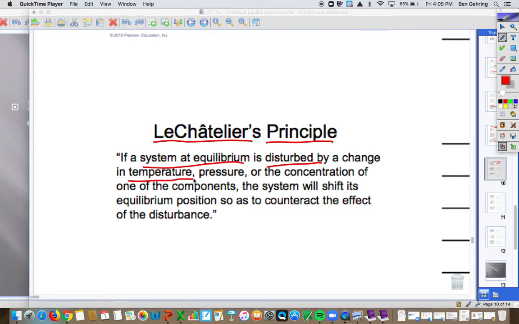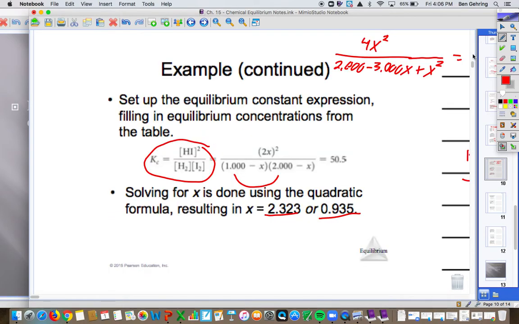if a system at equilibrium is disturbed by a change in either temperature, pressure, or the concentration of one of the components, the system will shift its equilibrium position so as to counteract or negate the disturbance. And that's a lot of words, doesn't make a ton of sense, kind of hard to follow. So let's talk about what this exactly means.